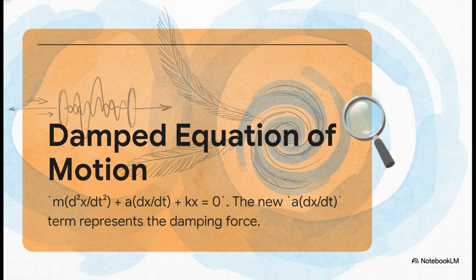That's our damping force. And just like before, where d²x/dt² meant acceleration, this dx/dt is just the math speak for velocity. So what we're saying here is that the damping force is proportional to the velocity. The faster the thing moves, the harder friction pushes back. With this one little tweak, our model is suddenly so much closer to reality.